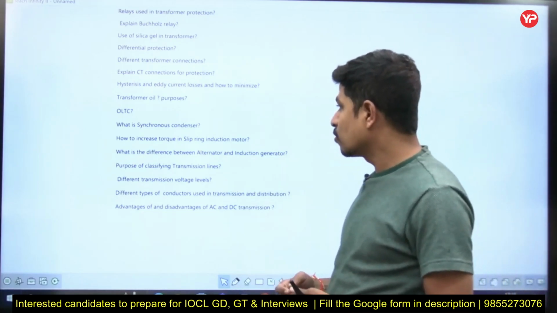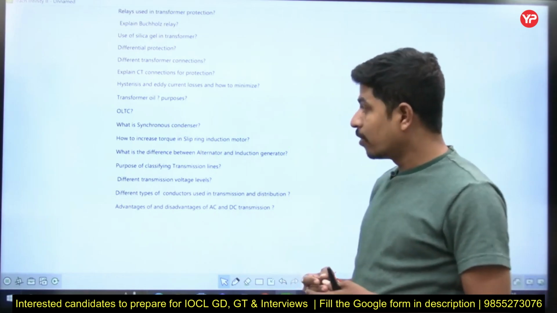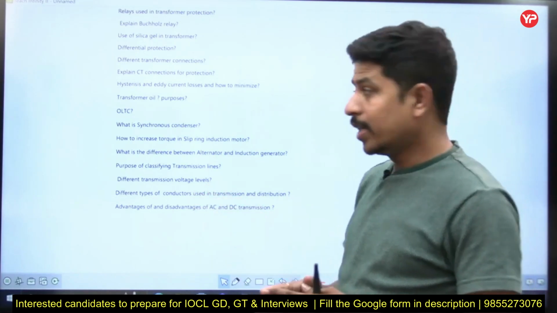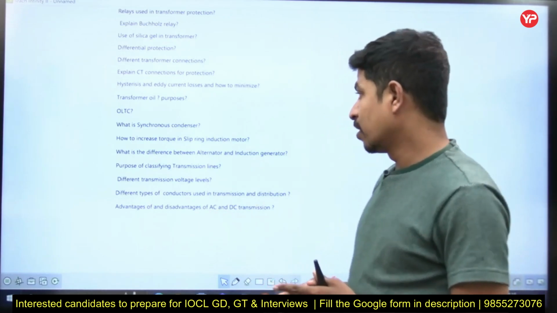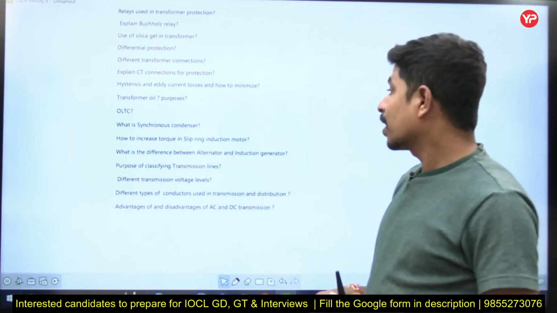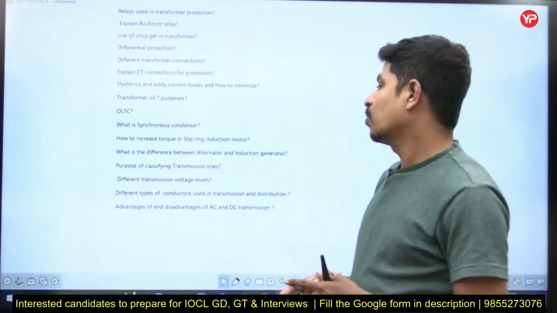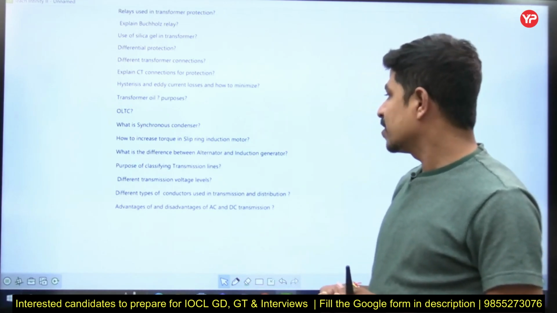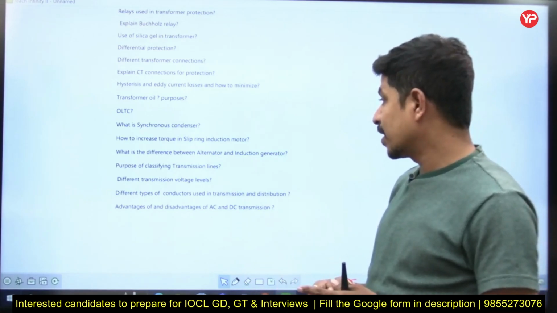The next question is transformer oil and the purpose of transformer oil. The next question is what is the full form of OLTC and what is it? Explain about OLTC. The next question is what is a synchronous condenser. The next question is how to increase the torque slip characteristics in an induction motor. The next question is what is the difference between an alternator and an induction generator. The next question is the purpose of classifying transmission lines.